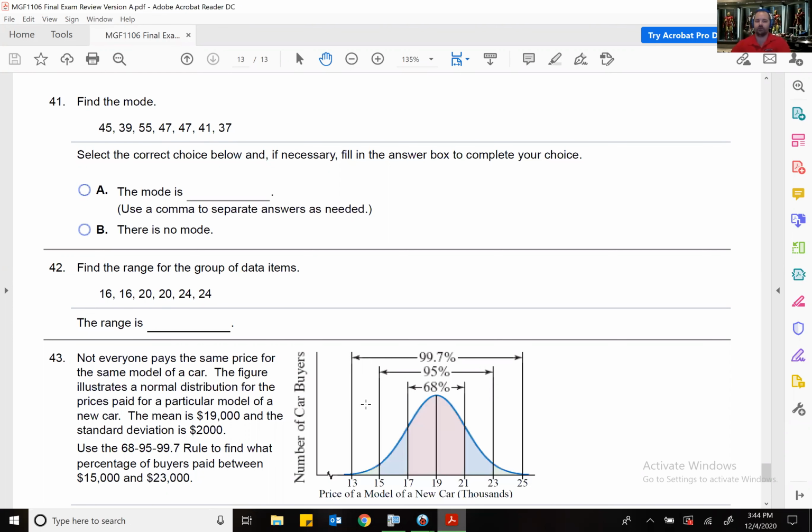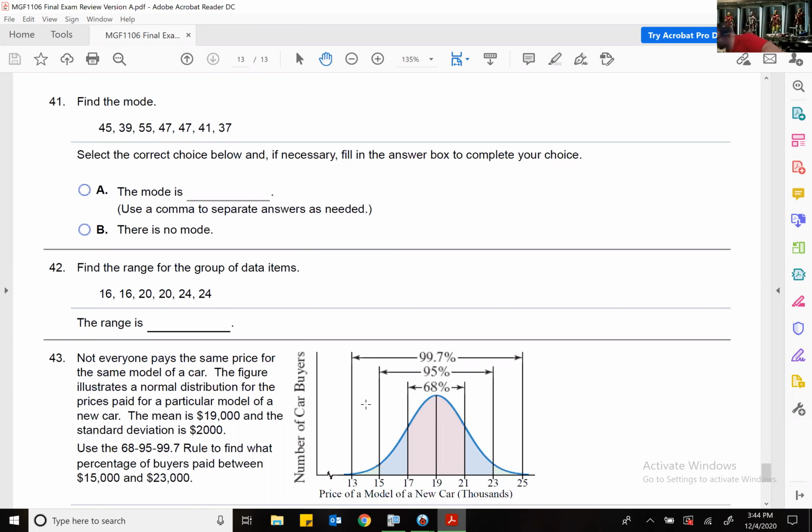Almost there, almost there. 42. How do you find range? Subtract the largest from the smallest. You got it. Subtract the largest from the smallest. What is our largest? 24. Okay, what is our smallest? 16. What is 24 minus 16? 8.